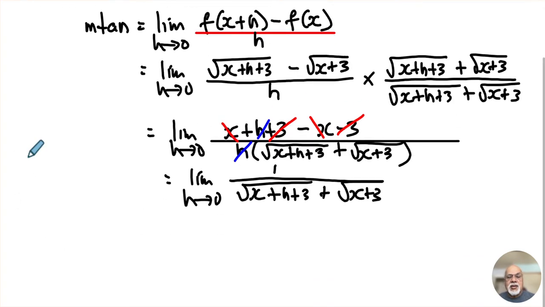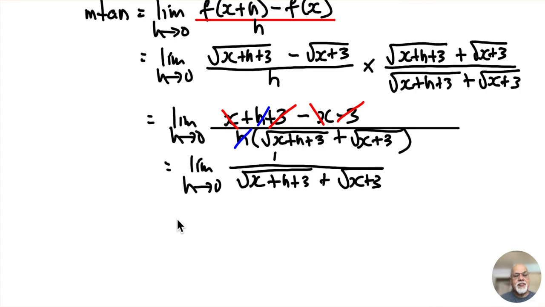And now we can take the limit. And this just becomes 1 divided by square root. If h goes to 0, this first radical becomes just x plus 3. And then I'm adding another root of x plus 3. So it's 2 root x plus 3's, and that would be the final answer.